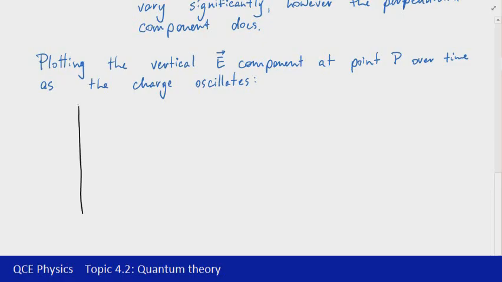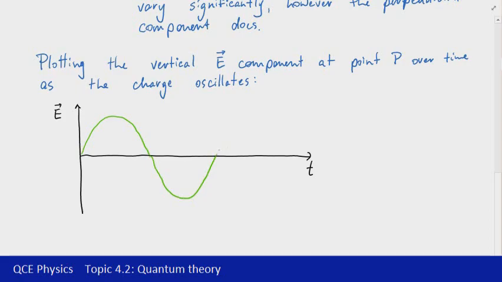So we would have, on the vertical axis, we're looking at the vertical component of the E field, and the horizontal axis is our time. The E field is going to vary in this sort of fashion. So you can see it's very much that sort of wave nature.